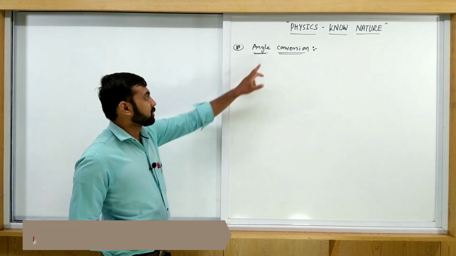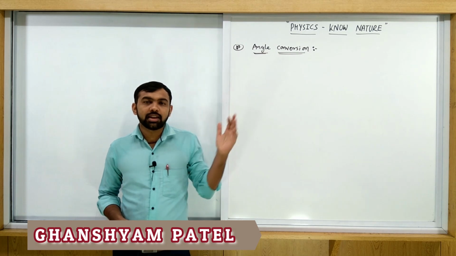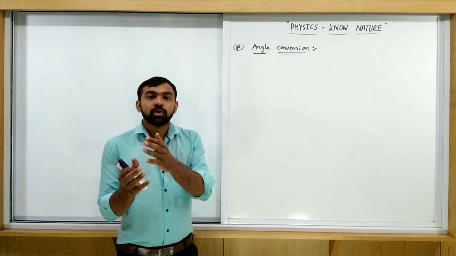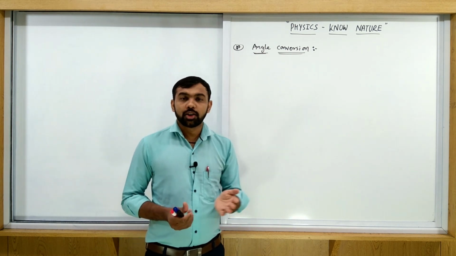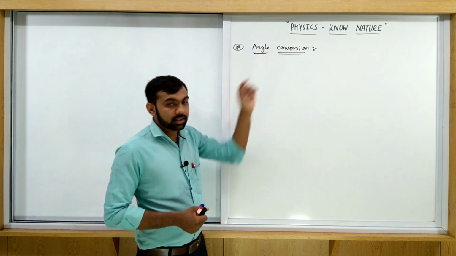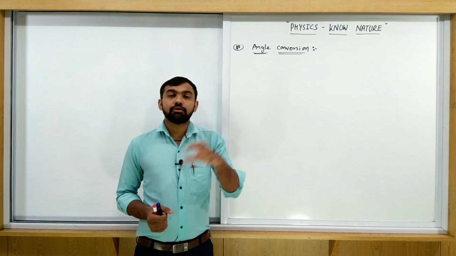Guys, now let us come to discuss the angle conversion. What did we see in the last session? In the last session we saw unit conversion, meaning how to convert from one unit to another. In this session we have to discuss the angle conversion. Meaning what? We have different units of angle, so how do we convert between them?